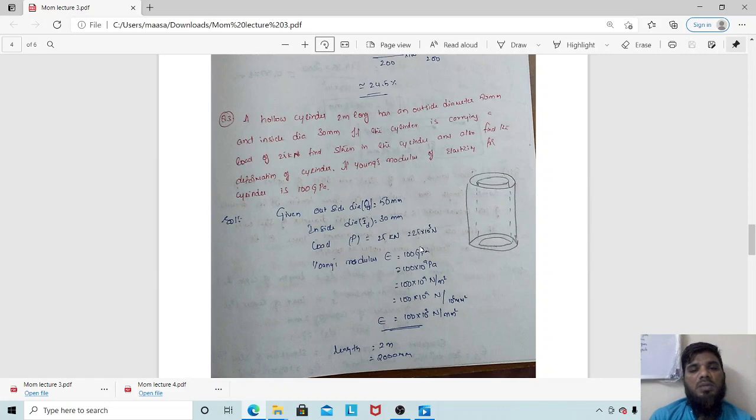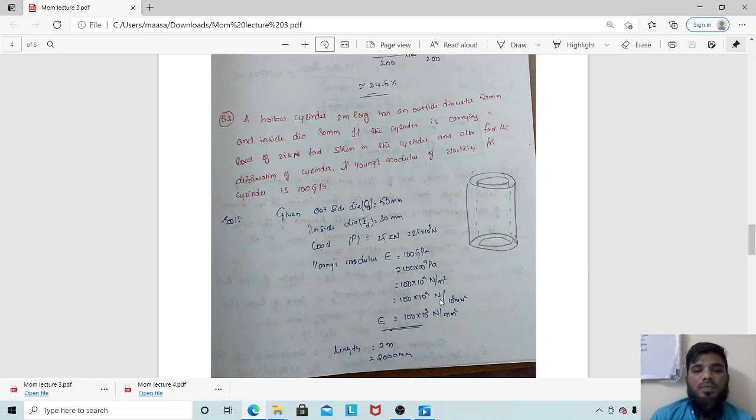100 into giga means 10 to the power of 9. I've already given these values: giga, mega, kilo. Kilo means 10 to the power of 3. Mega means 10 to the power of 6. Giga means 10 to the power of 9. Pascal means Newton per meter square. Remember this, Pascal is nothing but Newton per meter square. Since the units are in mm, we have to change this meter square into mm square. So 1 meter is equal to 1000 mm. When I multiply meter into meter, it becomes 10 to the power of 3 into 10 to the power of 3, which is 10 to the power of 6 millimeter square. So this 10 to the power of 6 is in the downward, and this 10 to the power of 9 is in the upward.